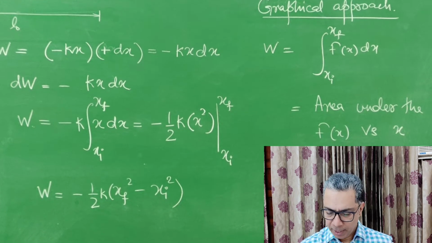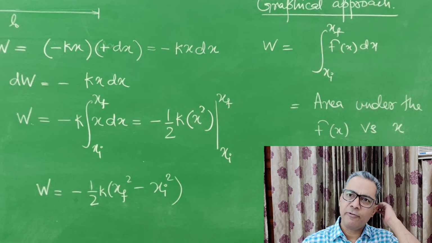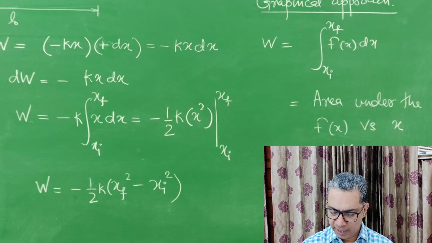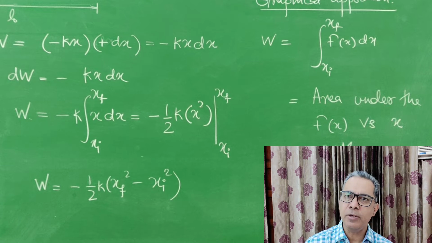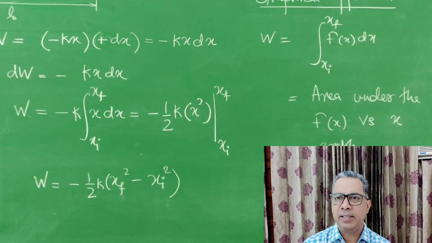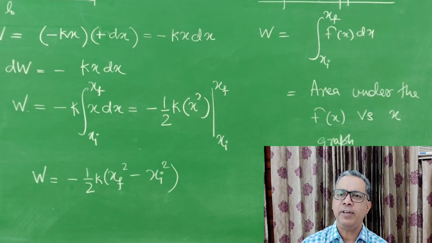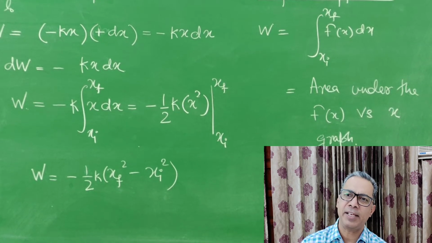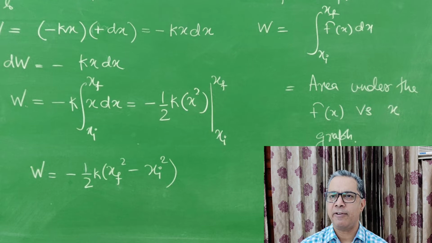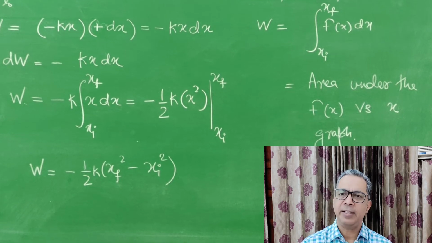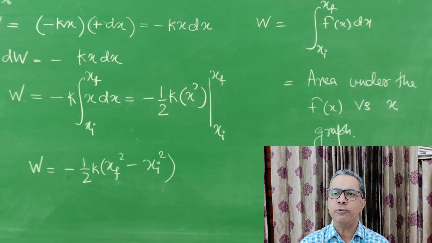You can of course do the same thing graphically as well, as you can see on your screen. The same work can be calculated graphically. Just draw a graph of F equal to minus kx, F versus x graph, and take the area under the graph from xi to xf, and this little task I'm leaving for you to do on your own.